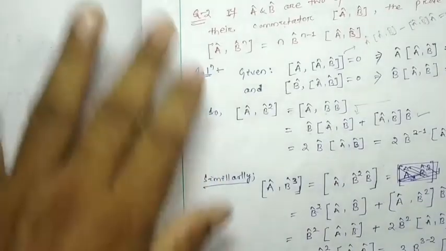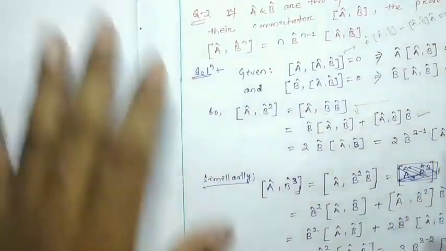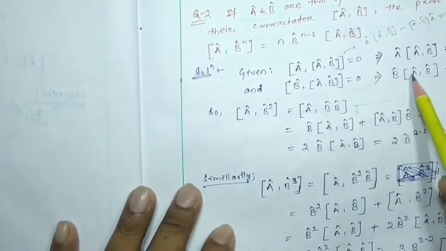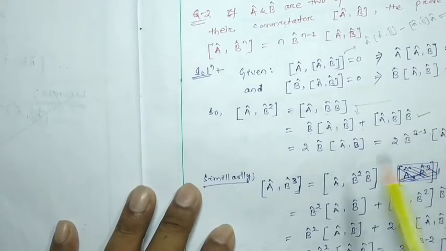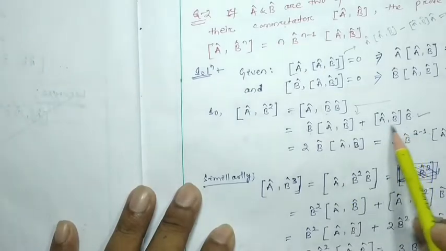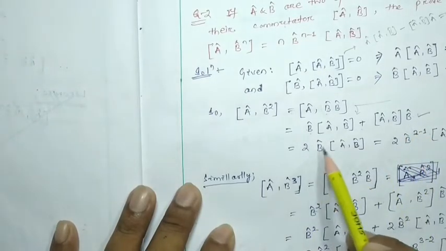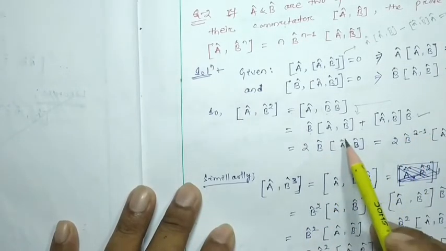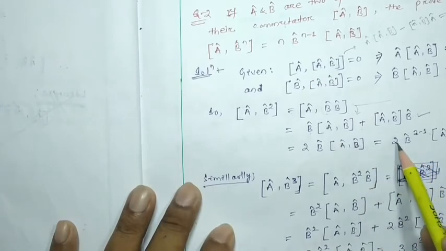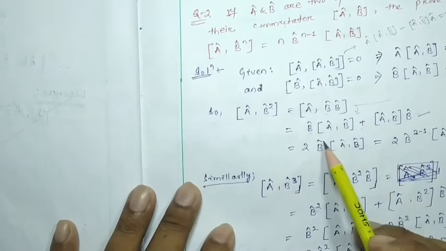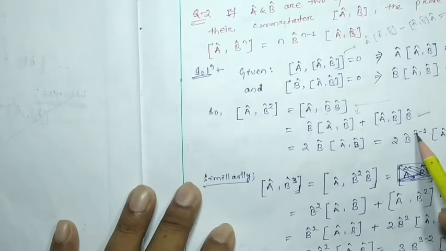Now here, [B cap, A cap B cap] commutation will be equal to this much. That means this will be equal to this. So hence we can write 2 into B cap commutation of [A cap, B cap] will be equal to 2 into B to the power 1, which can be written as 2 minus 1, [A cap, B cap] commutation.